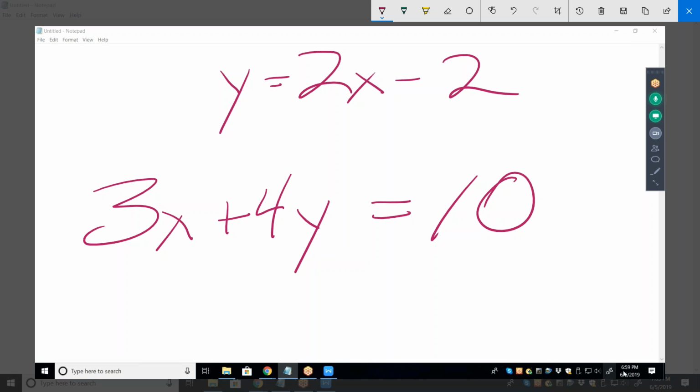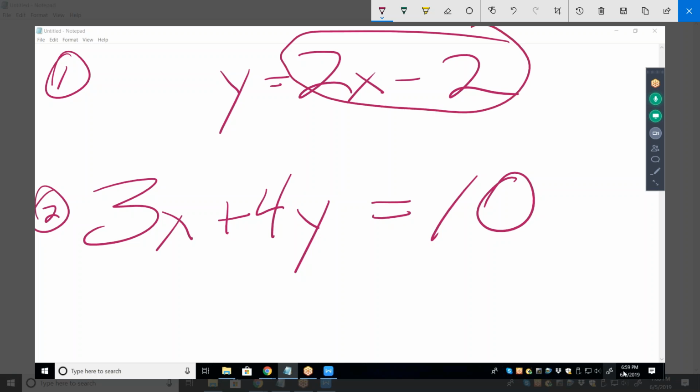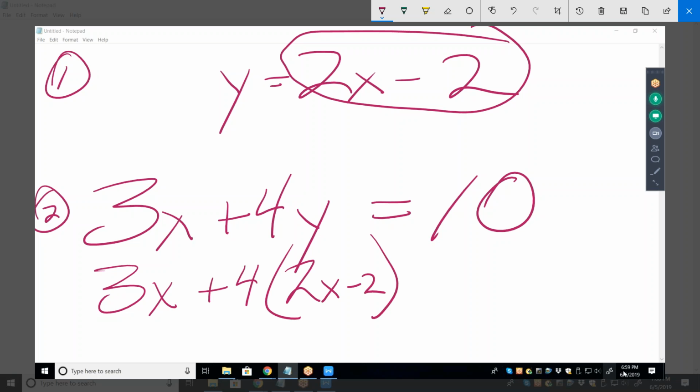Notice the bottom one is in standard format. The top one is not. The top one is solved completely for y. Since it could, but that's extra math that isn't necessary, so let's use substitution. These are the problems where you would prefer to use substitution. I'm going to take what y is equal to, and substitute it into equation number 2 wherever I run into y. Well, there's a y. Let's put in 2x - 2.